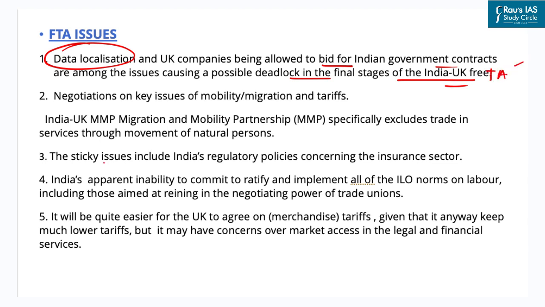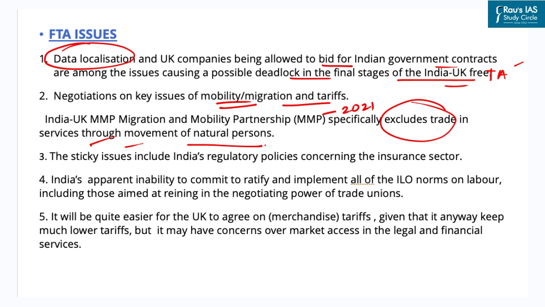The second issue highlighted here between India and UK is the negotiations related to key issues of mobility and migration. During our discussion in the beginning, we have seen that the issue of mobility and migration, which allows the return of illegal migrants to their home state, and which was signed between India and UK in the year 2021, still remains elusive, as the Migration and Mobility Partnership excludes trade in services through movement of natural persons. And this is a cause of deadlock between India and UK.